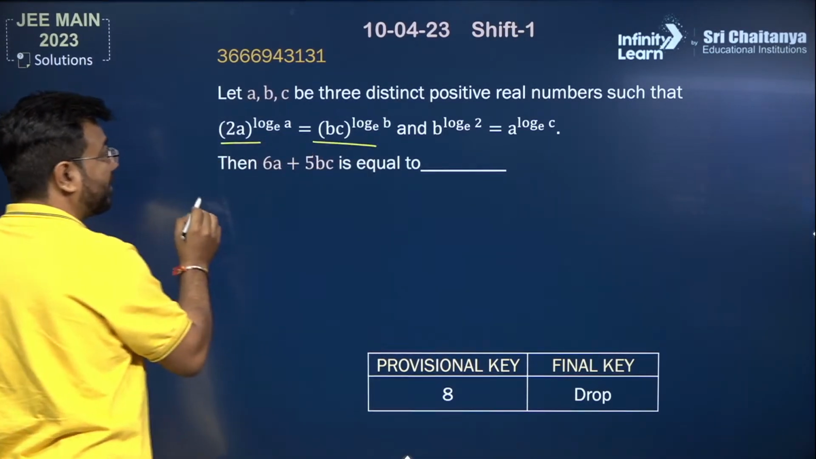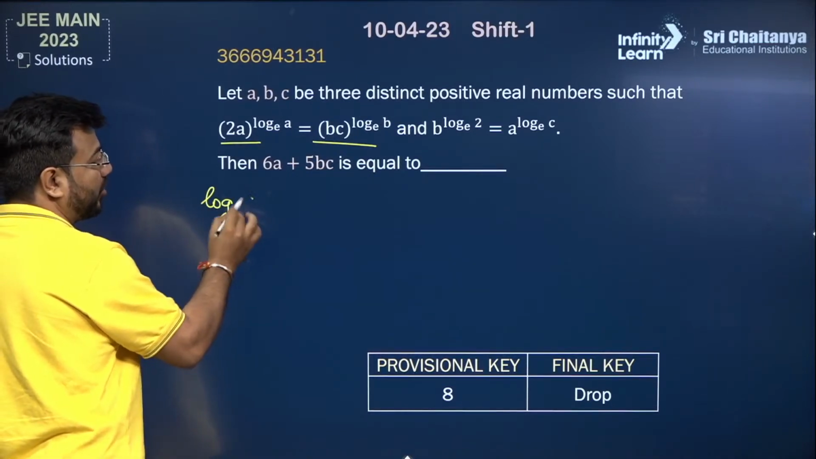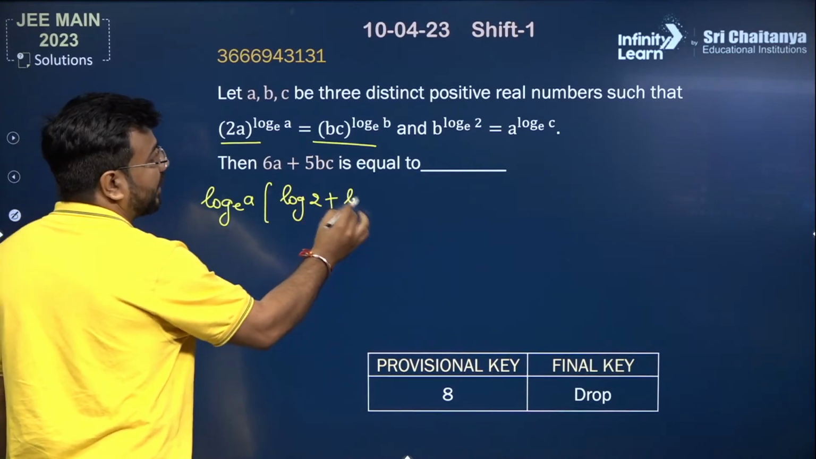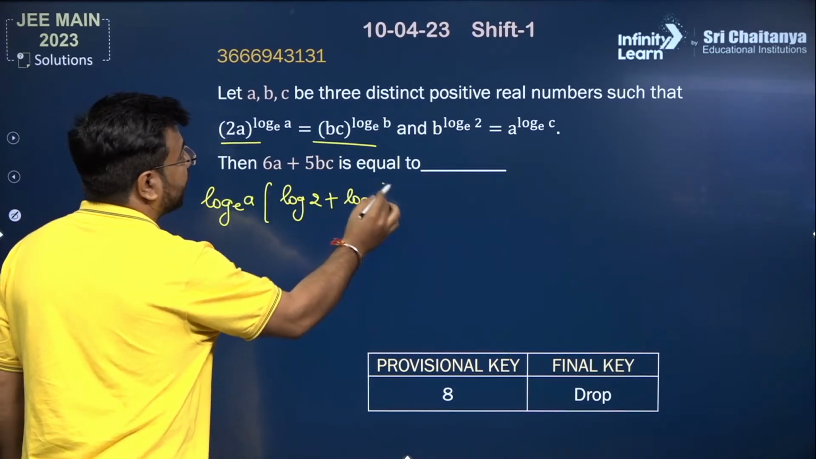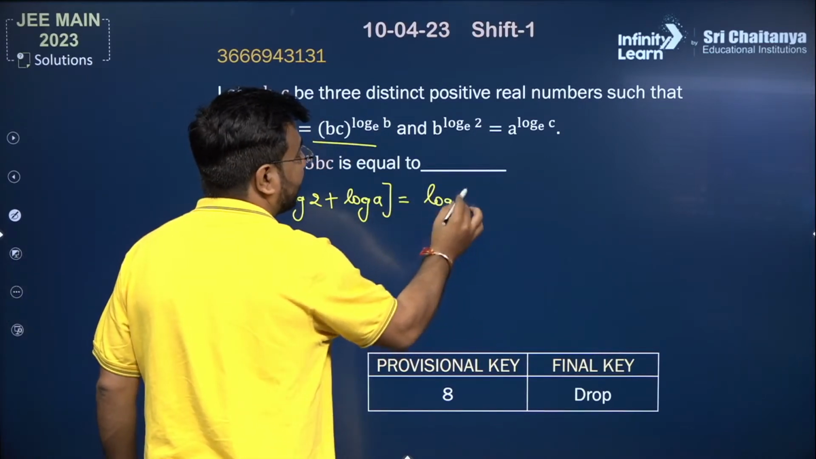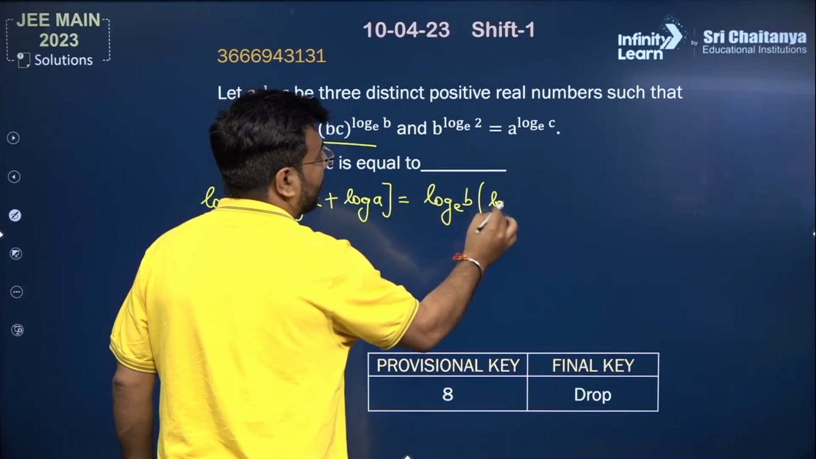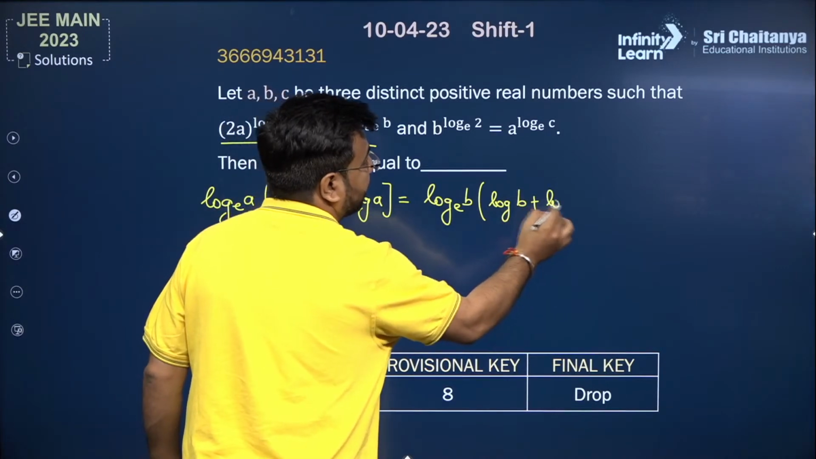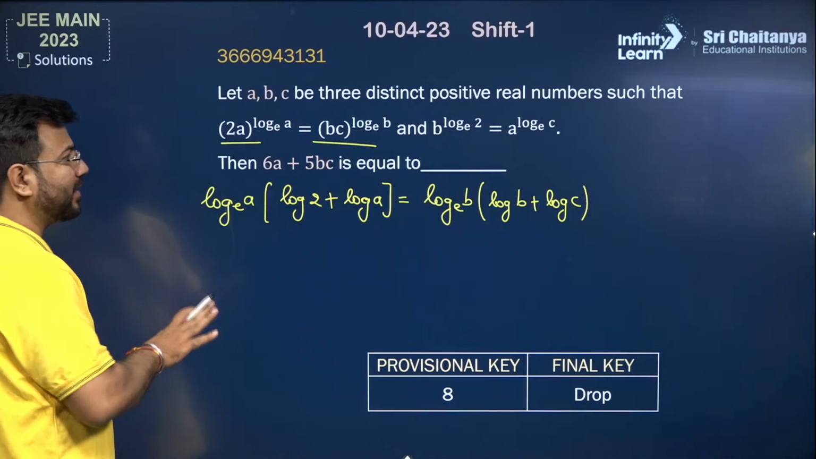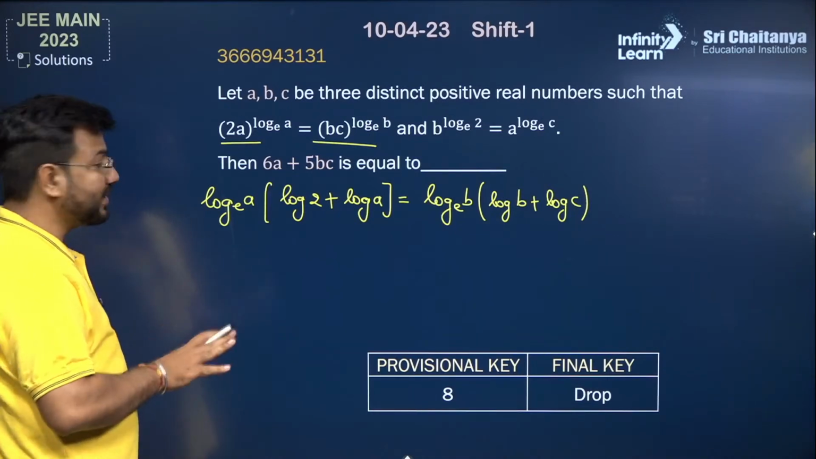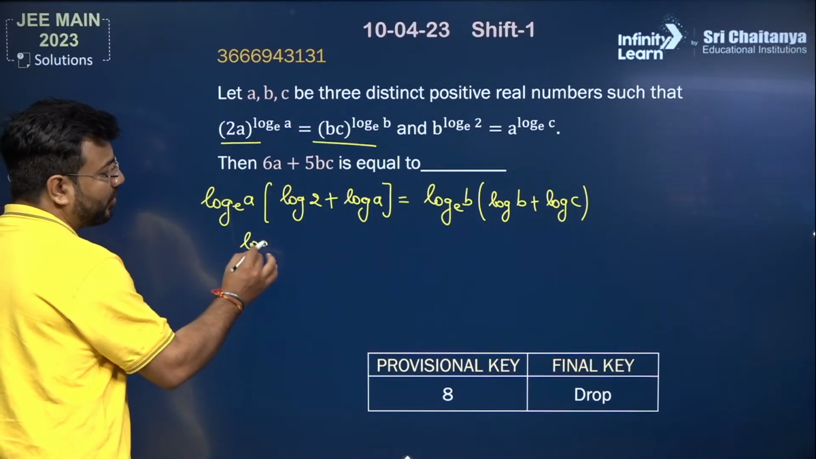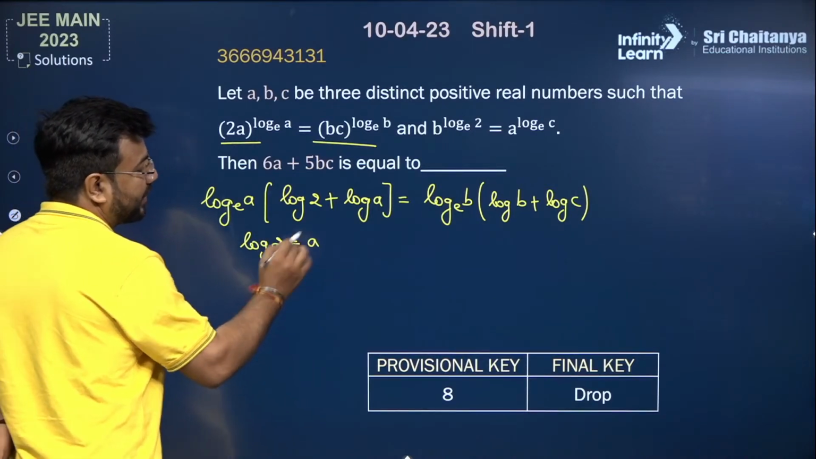What you will observe is that you will have log a to the base e, here you will have log 2, here you will have log a, and this is equal to, here if you bring log b down, this will be log b plus log c. I hope you are able to understand this. Okay, so what do we need to do here? We just want to consider, for example, that we name log 2 as alpha.